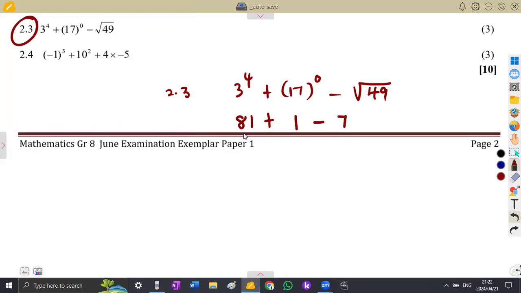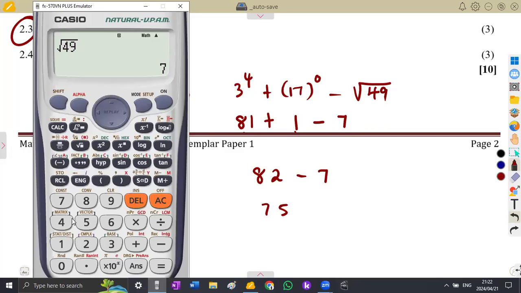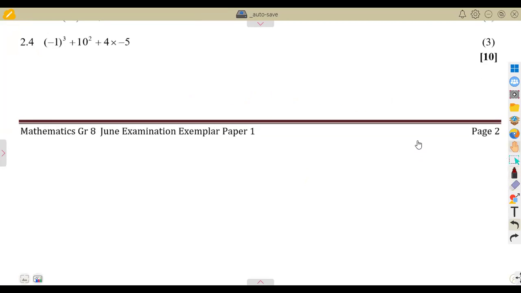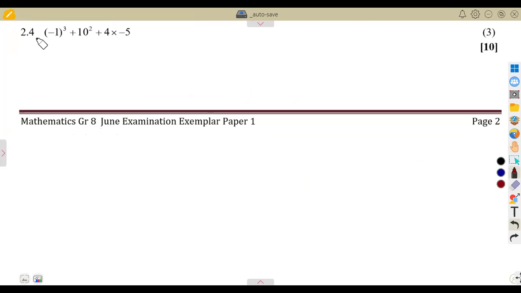You can start by adding 81 and 1 here. 81 plus 1 is going to give us 82, minus 7, and 82 minus 7 is going to give us 75. But like I said, if you do not know this, just add 81 plus 1 like this, then minus 7. This is going to give us 75. So that is how you can simplify this type of equation. You can have assistance from the calculator as you are simplifying these questions.